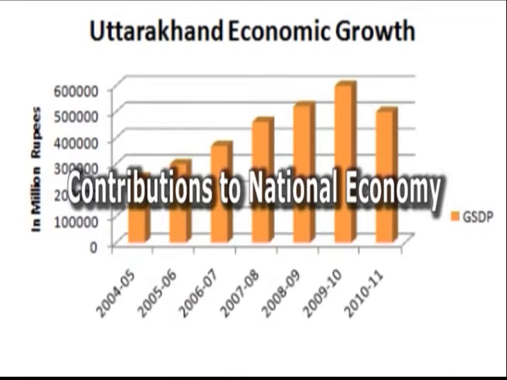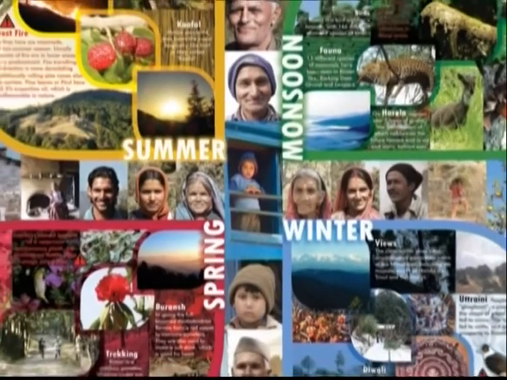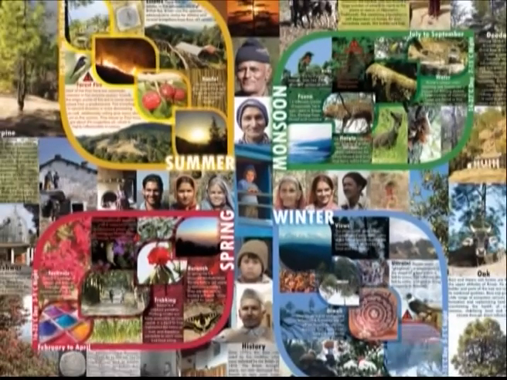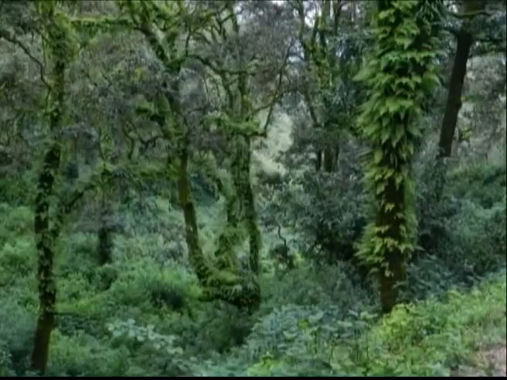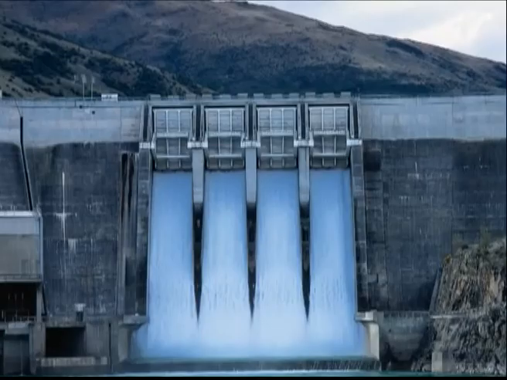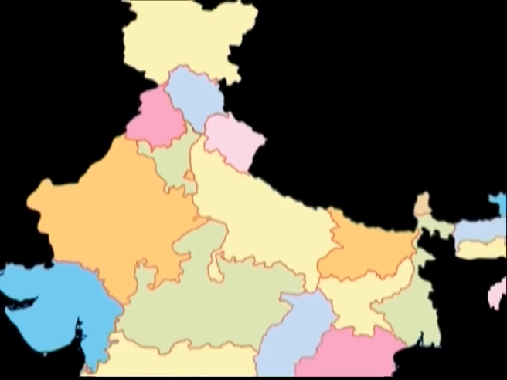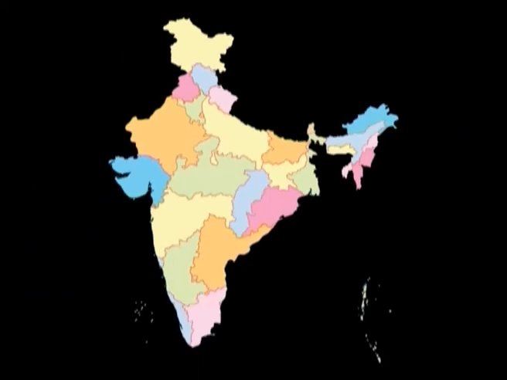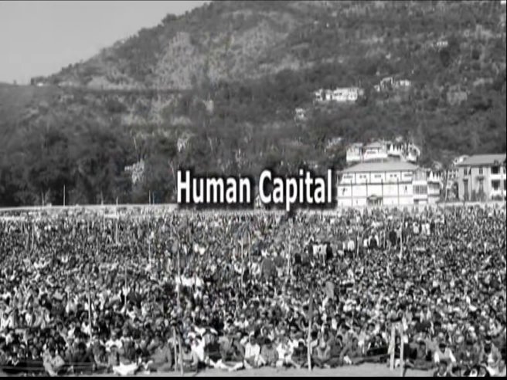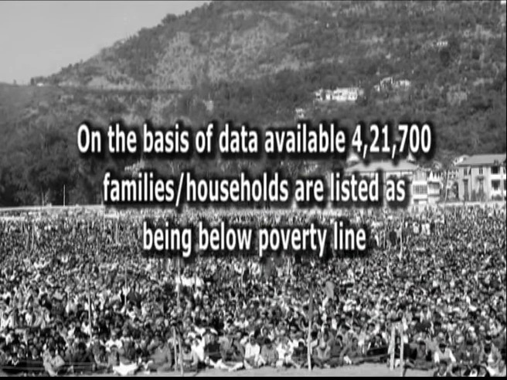Contributions to national economy. The mainstay of Uttarakhand state is its income from tourism, forest wealth, and rich water resources, and in producing hydropower generation. Uttarakhand is expected to be given the status of special state by the union government. Human capital. On the basis of data available, 4,21,700 families and households are listed as being below poverty line.